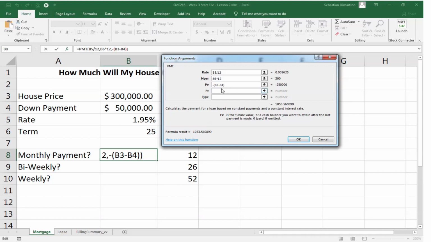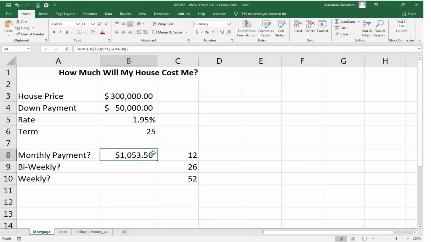A future value, we leave it blank because, again, this is not a lease. The next sheet that we look at will be a lease, and we will need this future value. It's very important. And then last but not least, as mentioned last week, unless you're told that this payment is going to be at the beginning of the period, you leave this blank. And so that's where we're at. It's really simple, just these three things, and then click OK. Now what you'll notice is your monthly payment for this property is $1,053.56 per month.